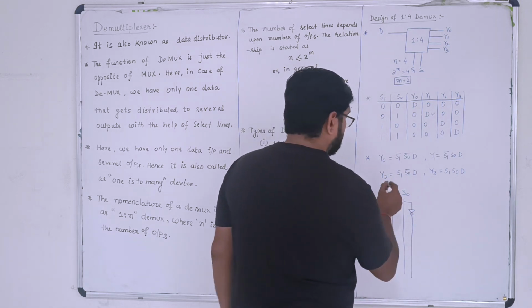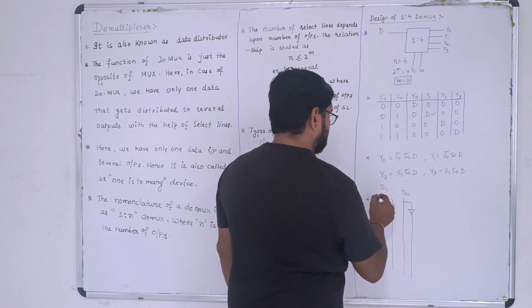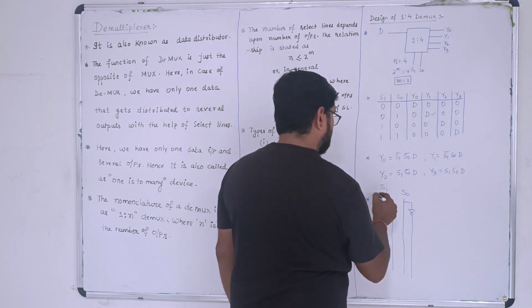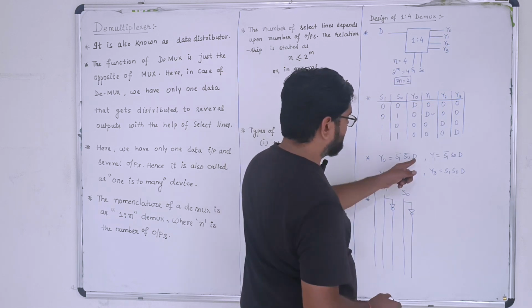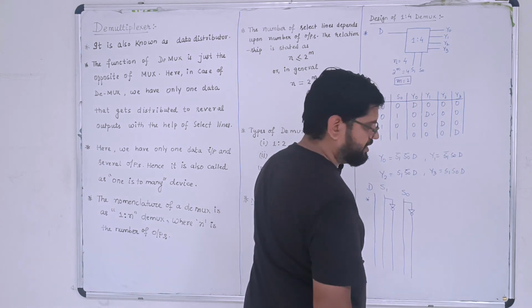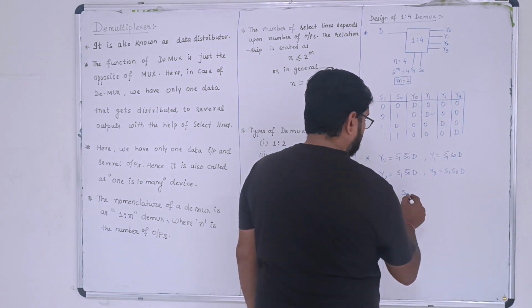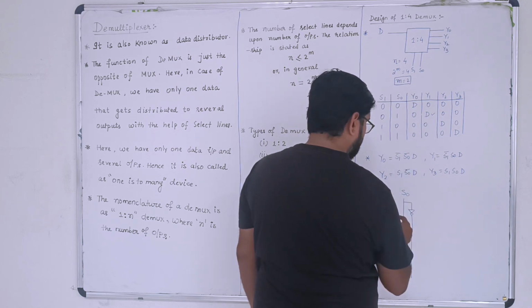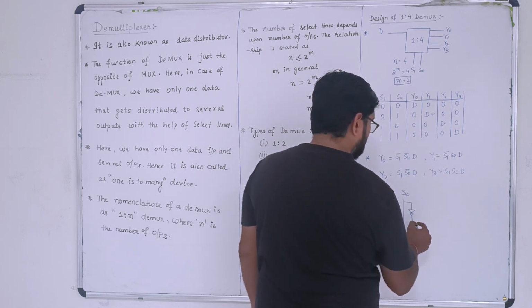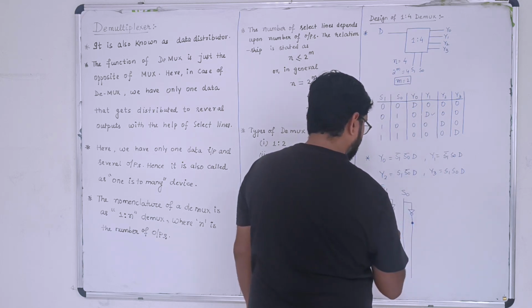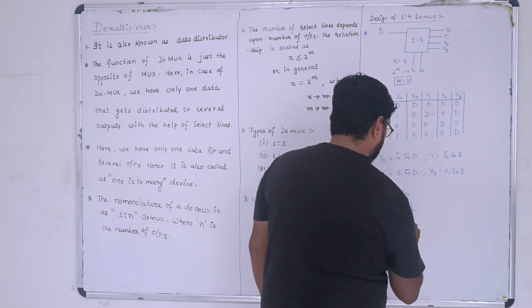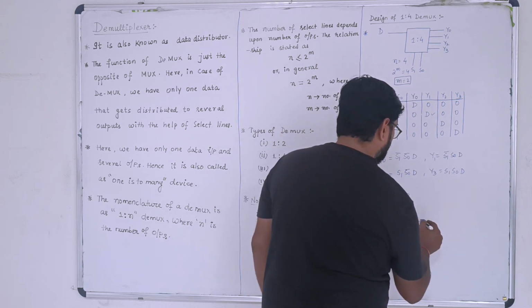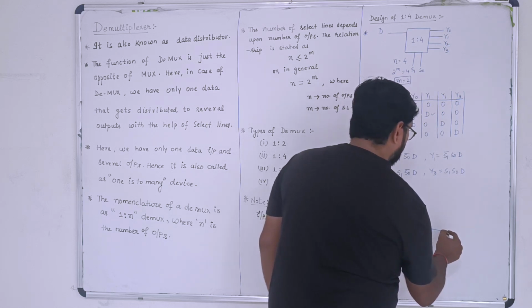Now since we are having only one input, that is D, I will keep this line as D. Since we do not require the negation of D, we are not making it. Now S1 bar S0 bar and D. So we'll take like this, connect it with a 3 input AND gate. This is our first output, that is Y0.